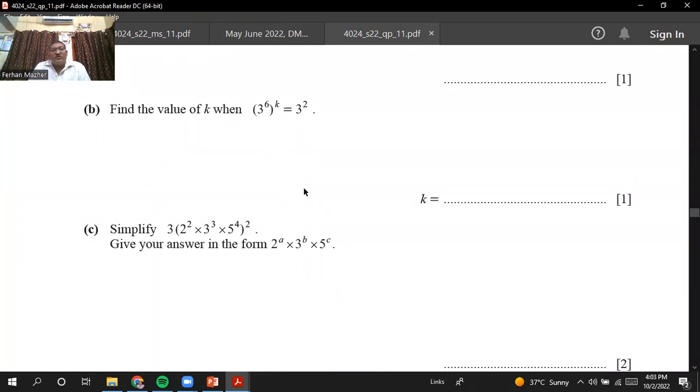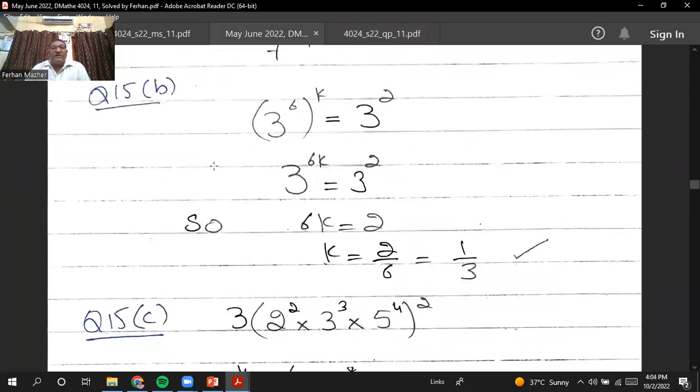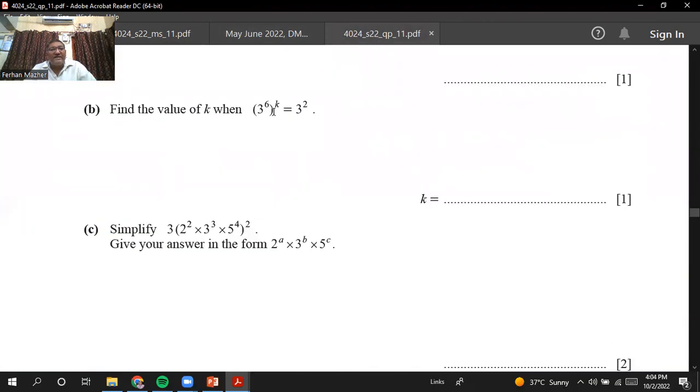Okay, so the B part, question number 15, B part, he says find the value of K for which (3^6)^K equals 3 square. Okay, very simple. The bases are same, so this is not a big deal. So we will have 3 raised to power 6K equals 3 square. Because they are equal and the bases are same, the powers will be also same. So we'll compare the powers. So 6K is equal to 2. So K will be equal to 2 by 6. And you will cancel them. You will have 1 by 3. So K value is 1 by 3. So question number 15, B part, 1 by 3 is the right answer.